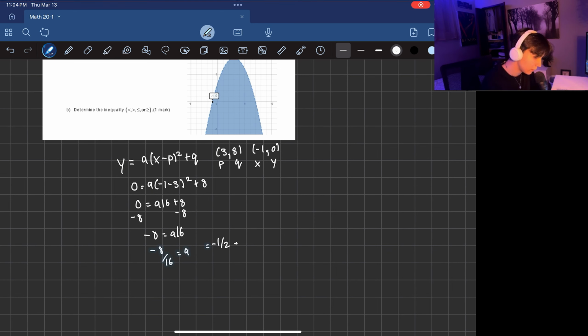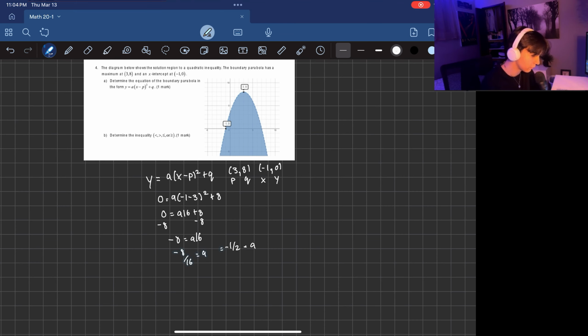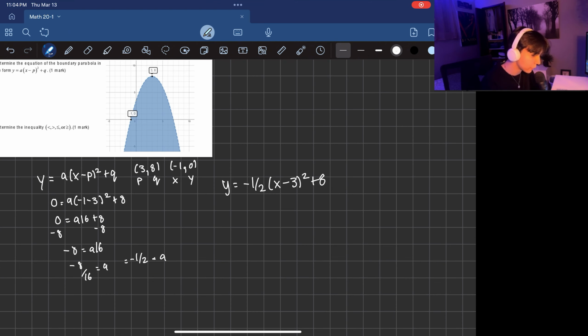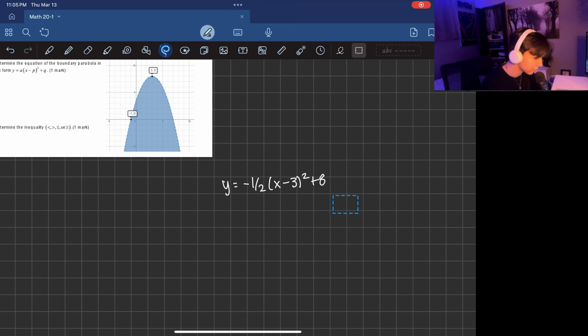So a equals -1 over 2. So now that we have our equation, we have y equals -1 over 2 times x minus our p-value, which is 3, squared, plus 8, as our equation that models this curve here. So now we're going to determine what sign makes this true.